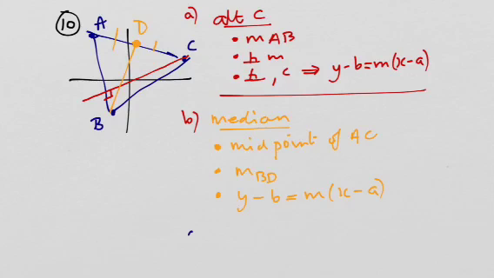And then for part C, if we just do simultaneous equations on those two answers that we've got, then that should tell us the coordinates of this point here where both these lines cross.